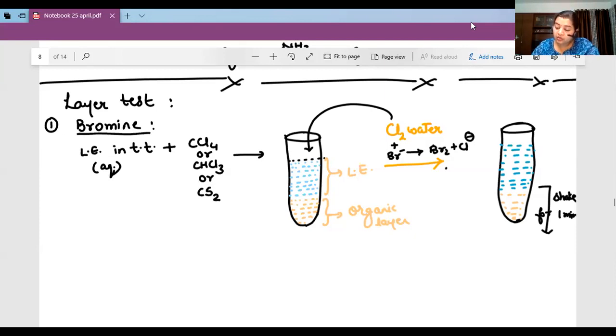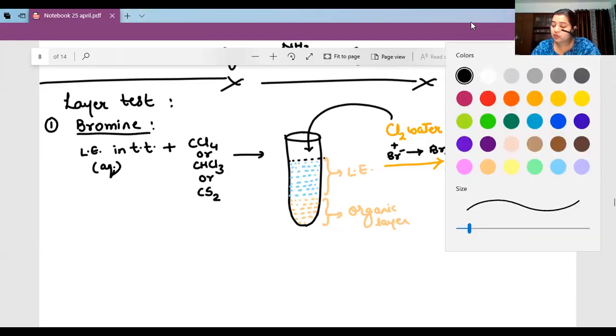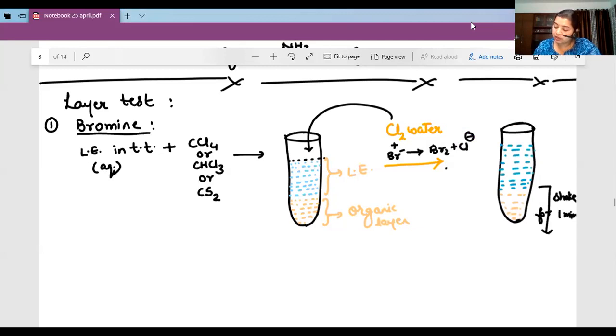Now in this part, the reaction is going on, that chlorine is oxidizing Br minus to Br2. Br minus is ionic, so it is soluble in aqueous. But Br2 is covalent. It will be insoluble in aqueous conditions. It will be soluble in organic conditions.